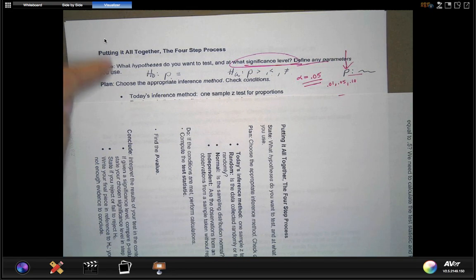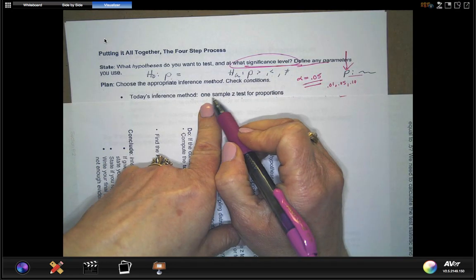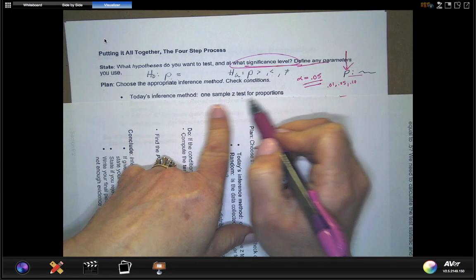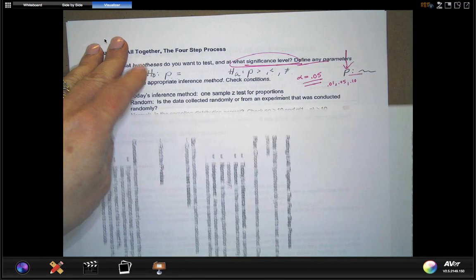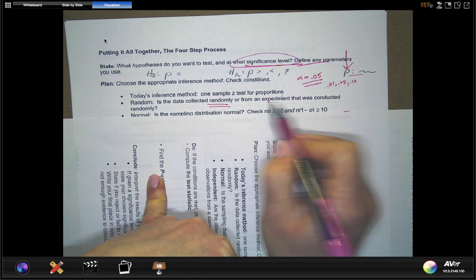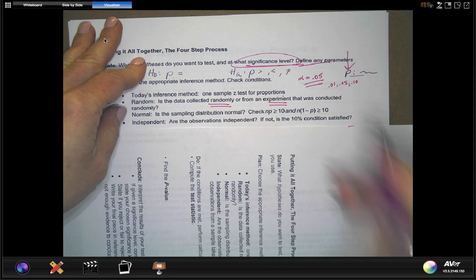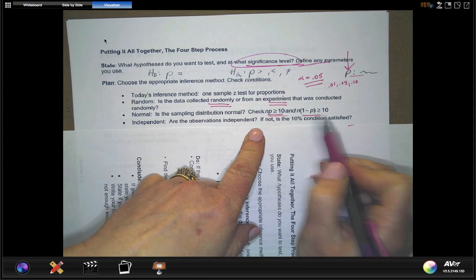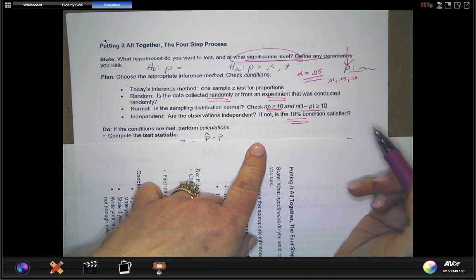All right, so that's your first step. Your second step, your plan step. Your method is a one sample z-test for proportions. Random: you want to check, do you have a random sample or an experiment that was randomly assigned? Normal: you want to check your normal check. Independent: you want to check your 10% check here.